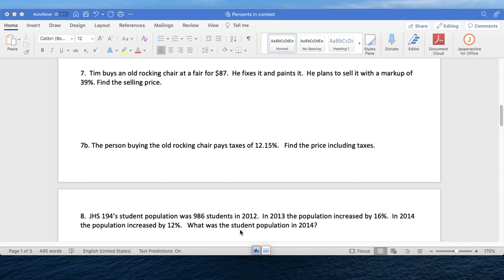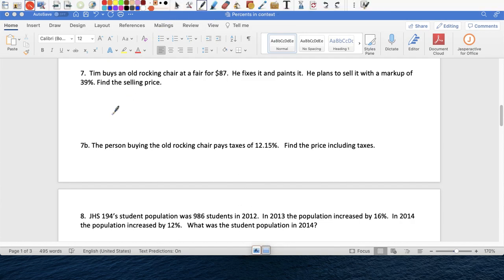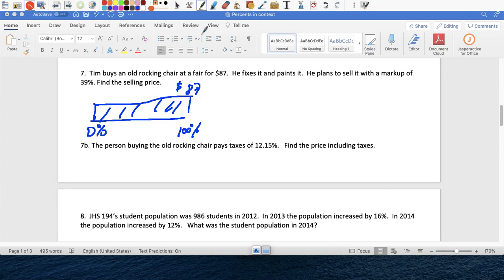All right. So Tim buys a chair for $87, fixes it, paints it, and then he's going to increase it by 39%. So think about it again. He buys a chair for $87, and then from that price he's going to increase it by 39%. 39% of who? Of 87. So that's going to take us to 139%. This is what you're looking for.